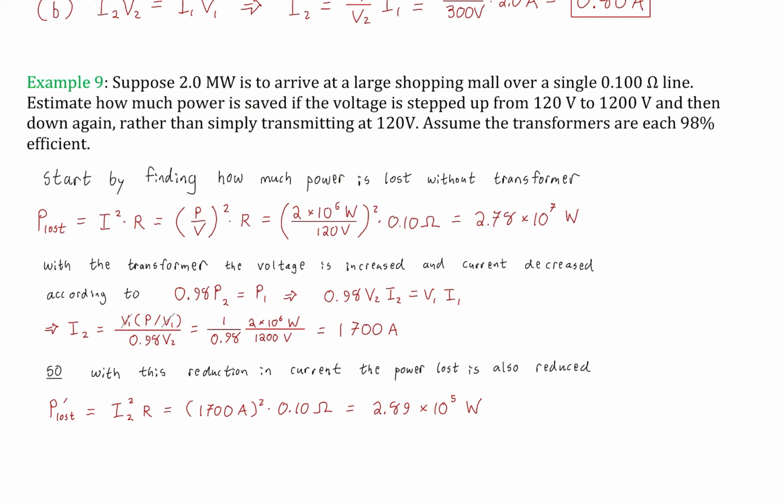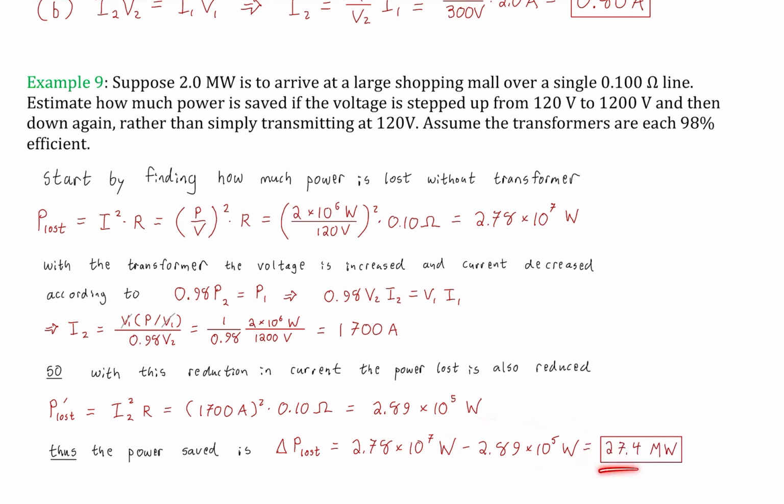If we want to find out how much we saved, we take the difference in the power loss: how much was lost without the transformer, and how much was lost with the transformer. We see there's a huge savings of 27.4 megawatts. It's a remarkable savings, because we went from losing over 10 times the energy we're delivering to losing about a tenth of the energy we're delivering. So, orders of magnitude change.